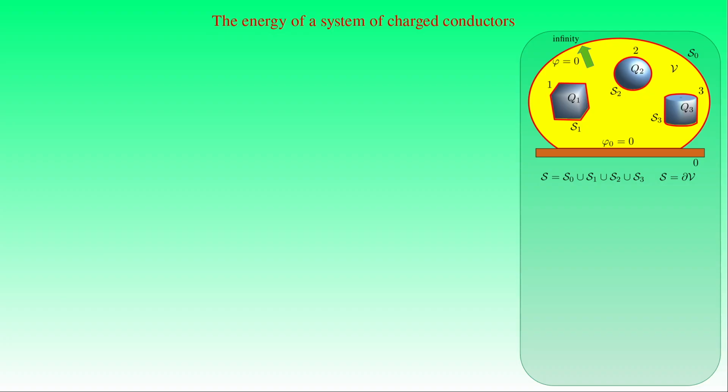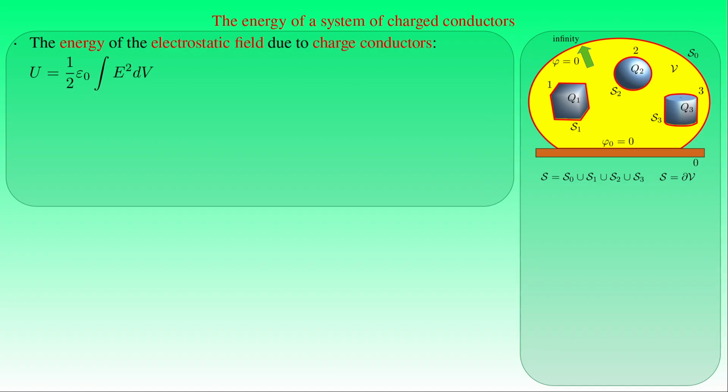Then the electrostatic energy U of the system is given by 1 over 2 times epsilon naught, times the volume integral of the square of the electric field strength E. Here E squared is simply equal to the dot product of the electric field strength E with itself, and we can write any of the factors in the dot product as the negative gradient of the electric potential phi.